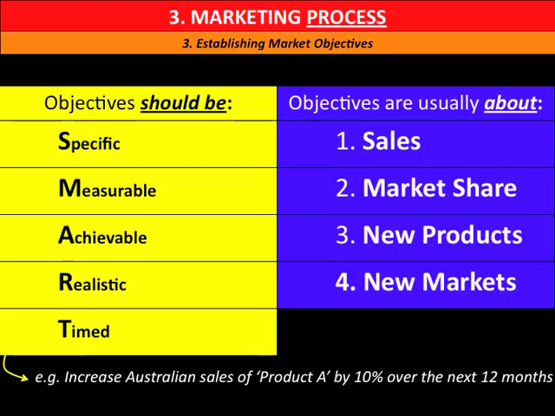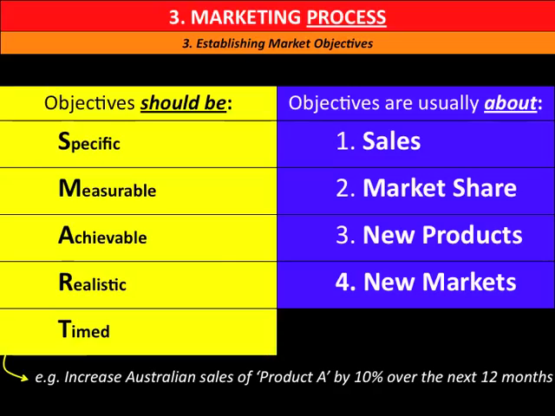The objectives are usually about a few things. Your objectives are usually going to be about sales. They're going to be about increasing market share. They're going to be about introducing new products. Or they're going to be about new markets, new places, or new people to sell these products to. So those are what the objectives are usually about. If you get asked to give an example of establishing market objectives, you can just give that example down the bottom.